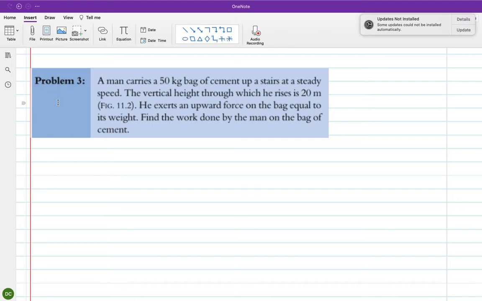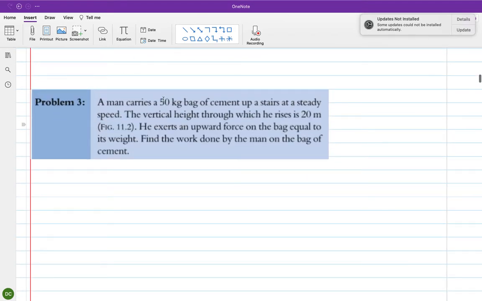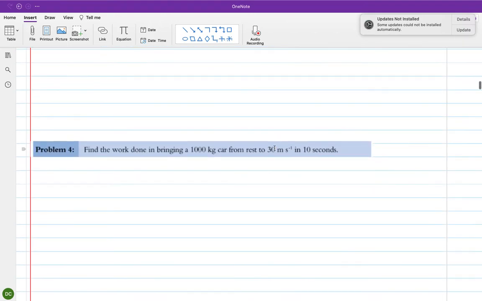That's pretty much exactly the same. He's carrying a 50 kilo bag up the stairs, so that's the same thing. The vertical height for which it rises is 20 metres, and he exerts an upward force on the bag equal to its weight. So that's what I was talking about. When you're calculating the force, you either look at it from the point of view of him exerting the force, or from the point of view of the bag, in which case you calculate its weight. Either way, you get the same thing, and then find the work done by the man on the bag of cement. So that's fine.